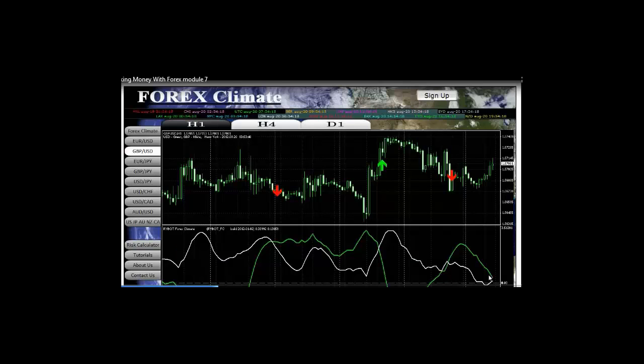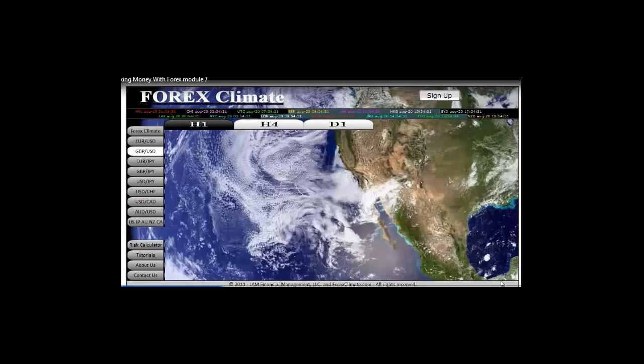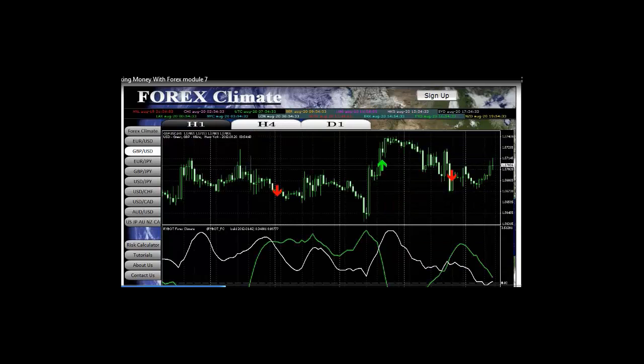Next, I check out the forex climate. You can see here I'm looking at the 1 hour forex climate. The last signal was Friday. It's a red downward signal, even though the trend of the candlesticks is currently up. And we can see towards the bottom right hand area of the chart that there may well be a crossover coming. So we may be due for another signal.